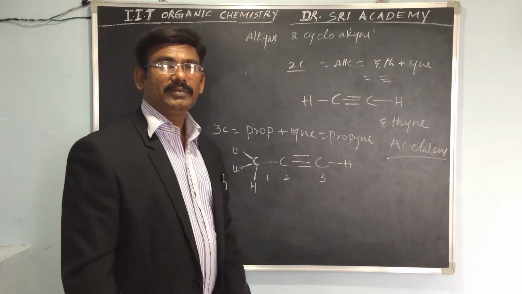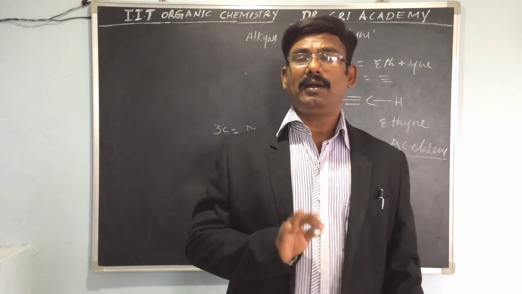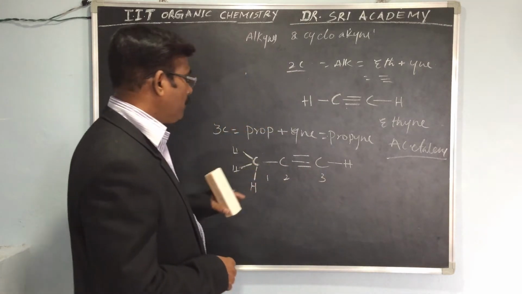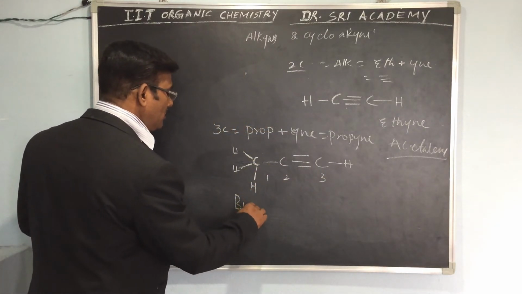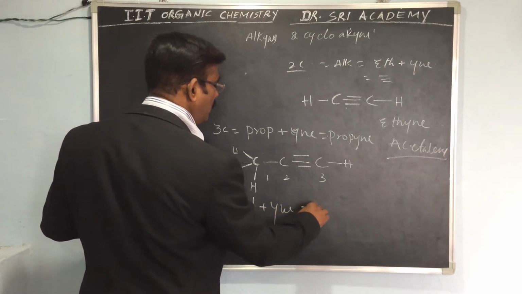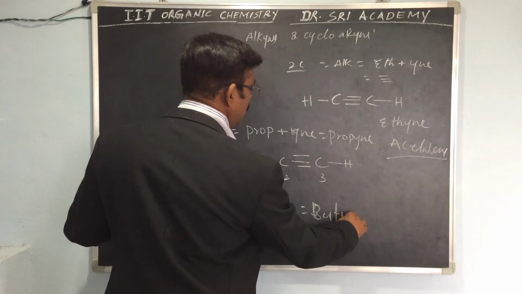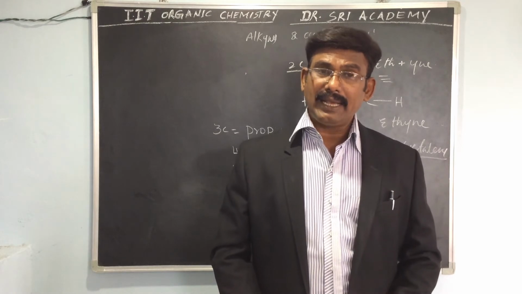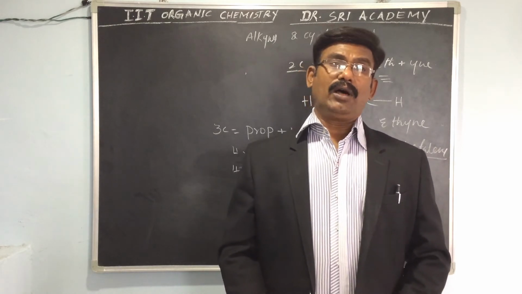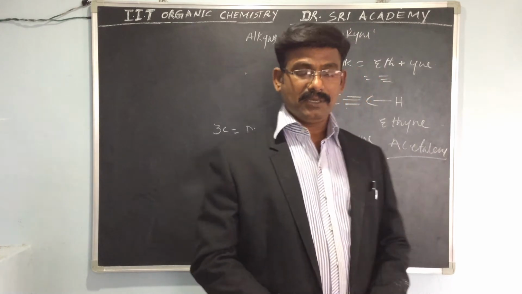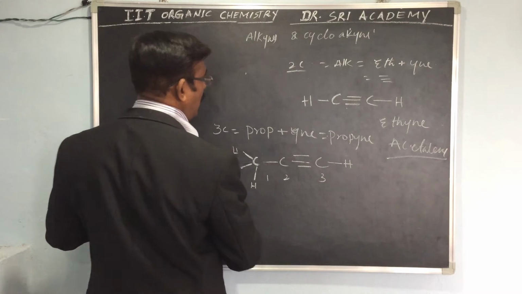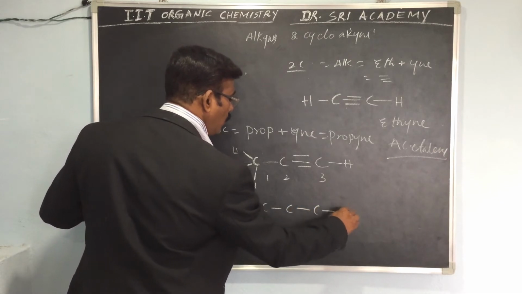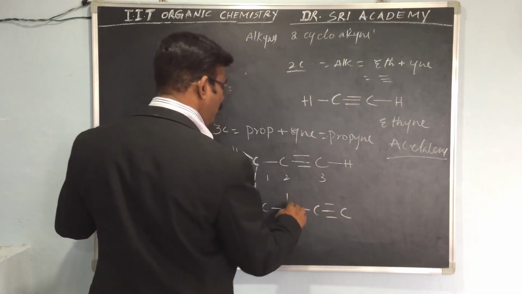So every carbon must possess four bonds. This is the general rule. Now this is about propyne. Like that, but plus yne, butyne. Butyne, pentyne, hexyne, heptyne, nonyne, decyne. You must follow that. You have to write all these names. For example, you can write the butyne. Butyne means four carbons. One, two, three, four. So this is the butyne.